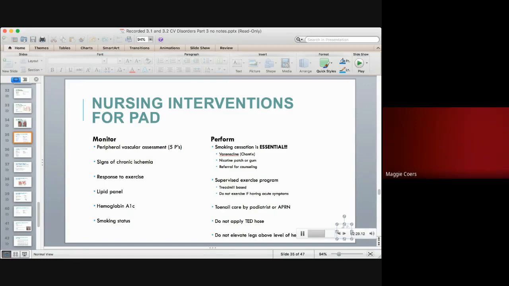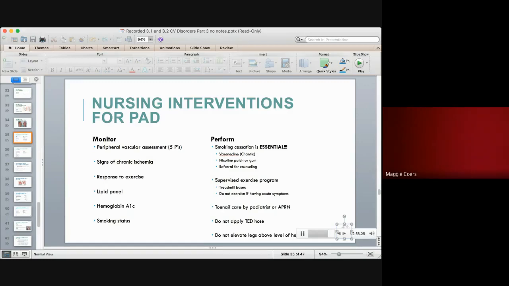Exercise is helpful in a very highly structured environment, to ramp up exercise tolerance over time. So with the smoking cessation, I kind of switched, and with the exercise, I'm into more of the perform. We had the monitors, and now with the smoking cessation, with Chantix and the patches and gums, we're into the perform. And then, like I said, the supervised exercise program.